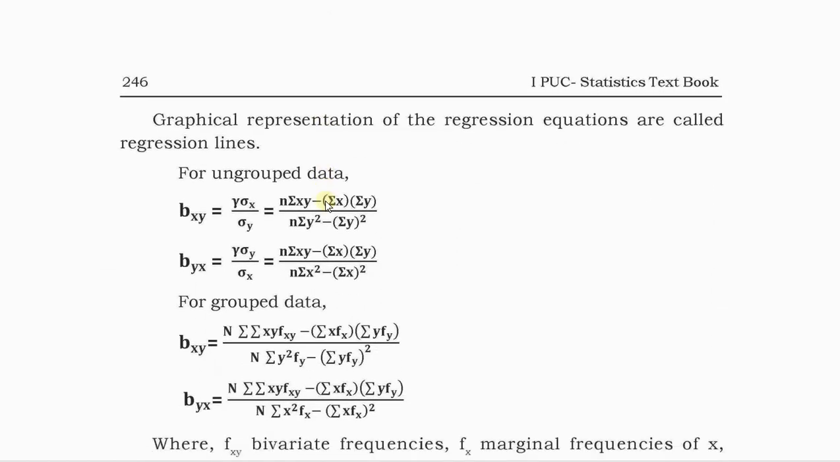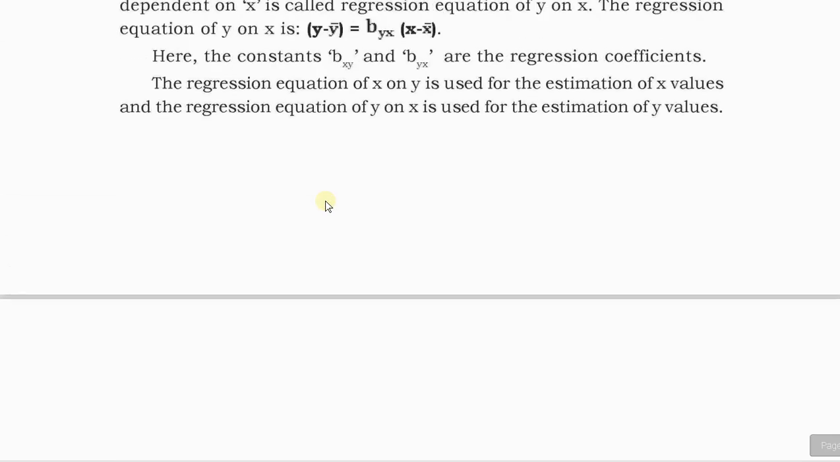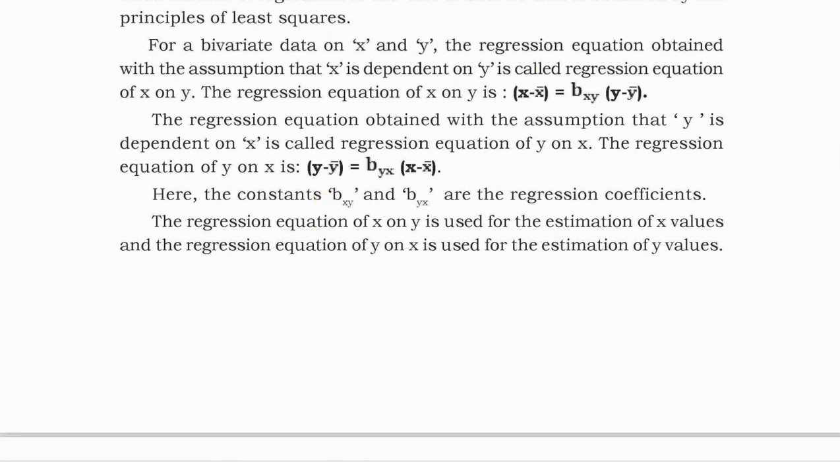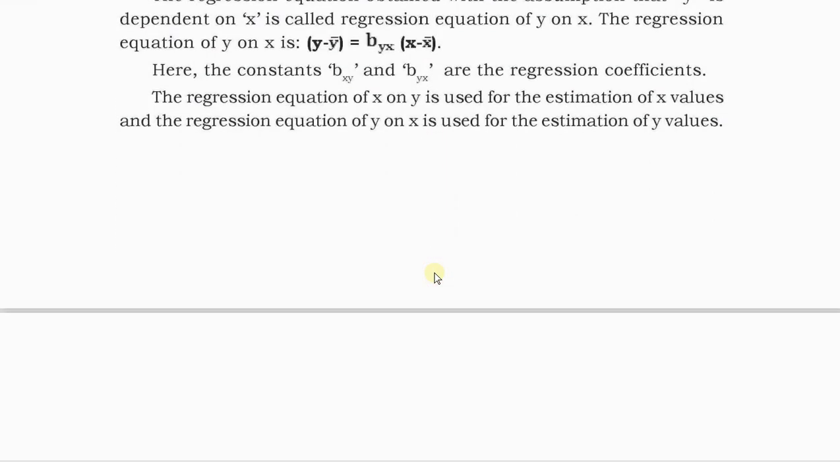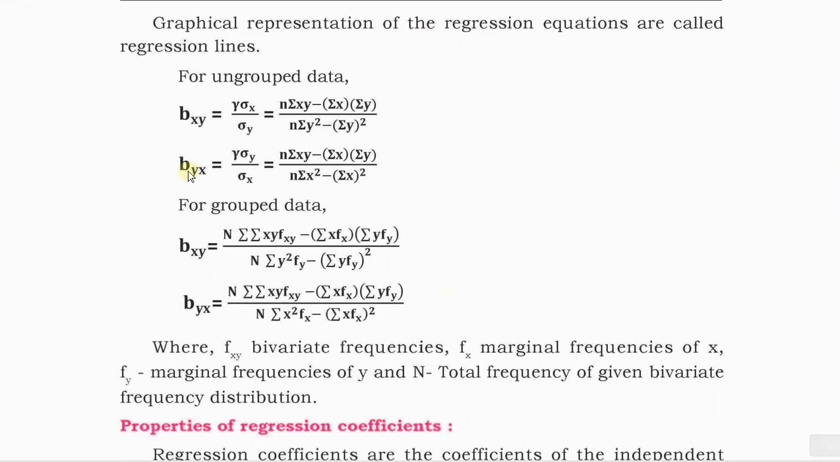So now we know the lines of regression for y on x and x on y are given like this. We are taking the means of x as well as y in both the equations. But we need the values bxy and byx. The graphical representation of regression equations is called regression lines. So for ungrouped data, in short, it will be given like this.